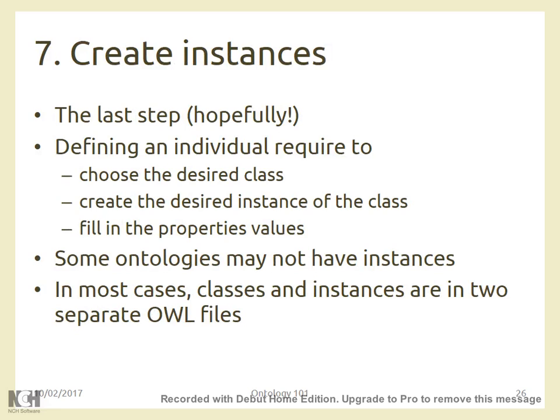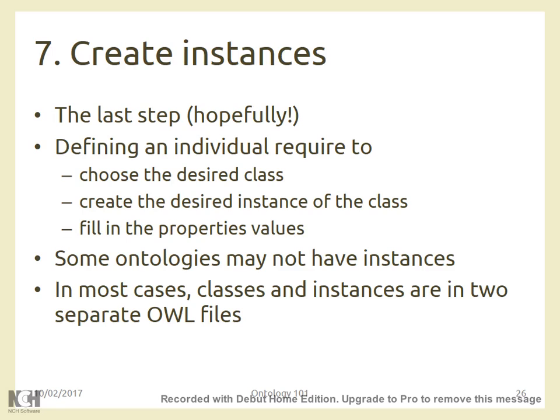Then we will add some constraints now. The last step is to create instances, and we will create some instances. To define an individual, you choose the desired class, create the instance, and optionally fill in the property values, if they are present. Some ontologies may not have any instances because they want to describe knowledge but don't want to describe any specific object. In most cases, we will create some instances, just to simplify.